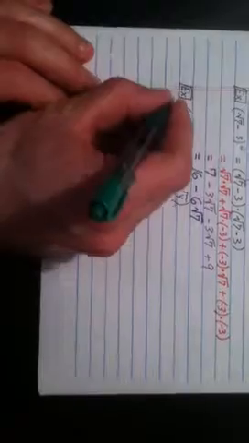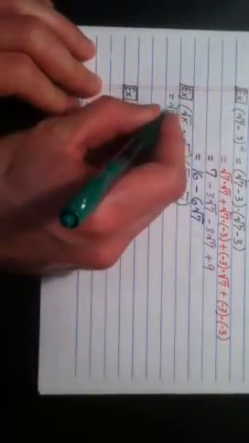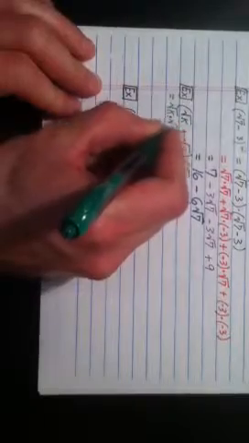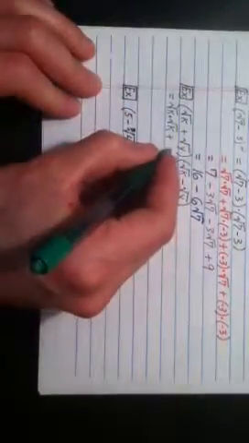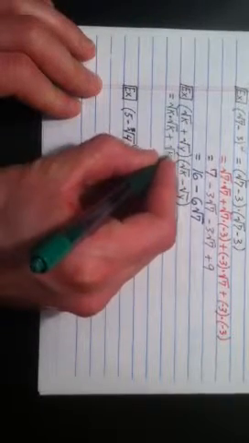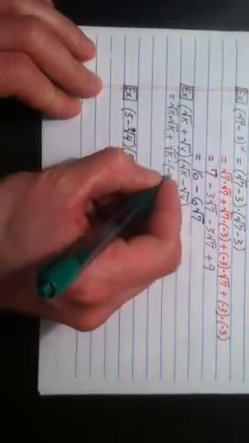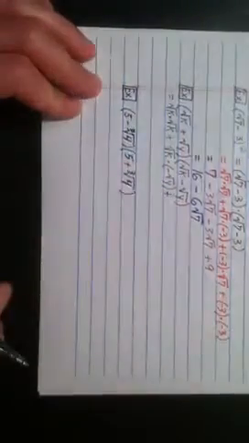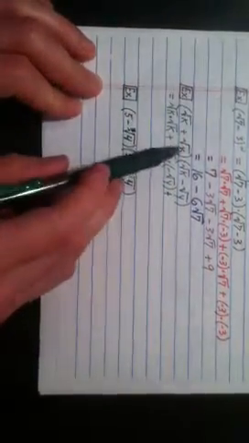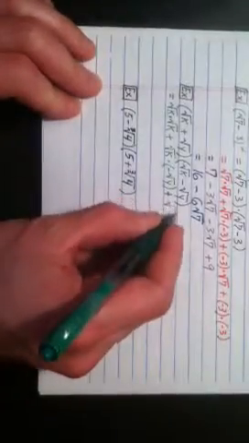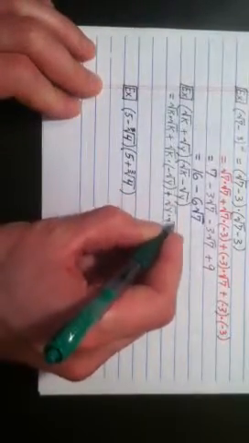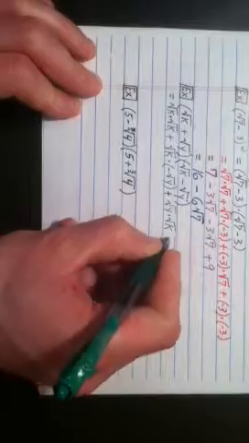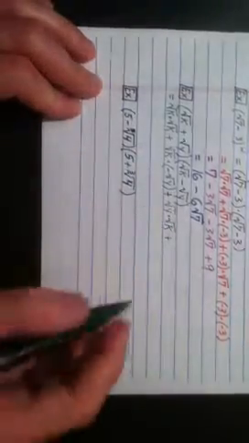So again, using the FOIL property, square root of k times square root of k plus square root of k times a negative square root of y, and now distributing the square root of y, we have square root of y times the square root of k and a square root of y times a negative square root of y.